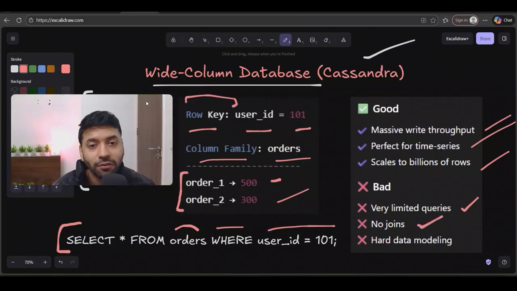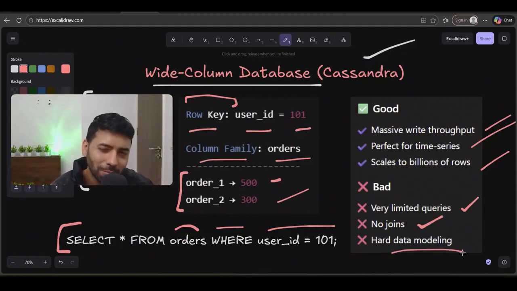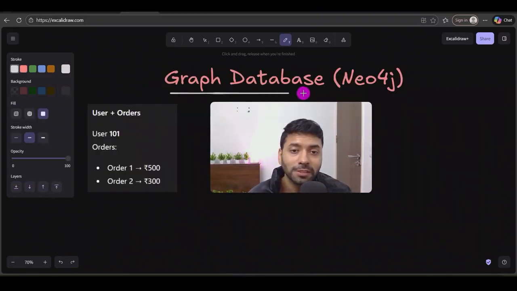Any joins in the wide column database. There is no support, and the data modeling can sometimes become a bit hard. Okay, so this was the wide column database in NoSQL. Now let's see how we will deal with the same data in the fourth category of NoSQL, which is graph database. Alright, one of the famous graph databases is Neo4j.